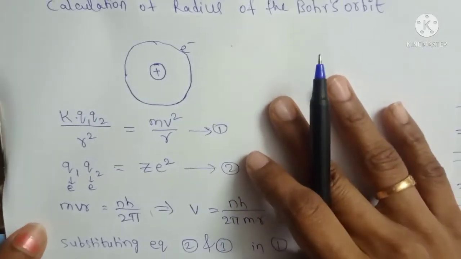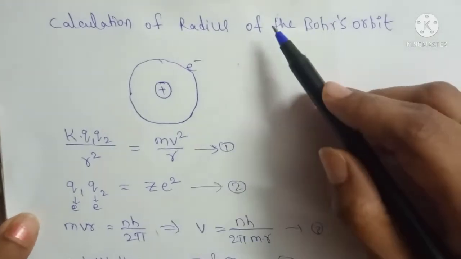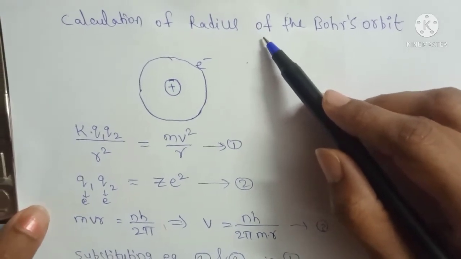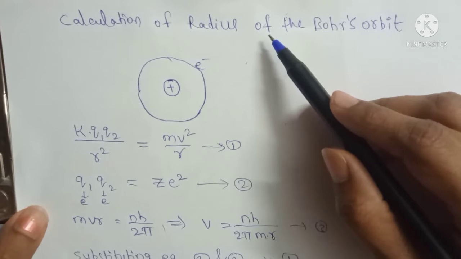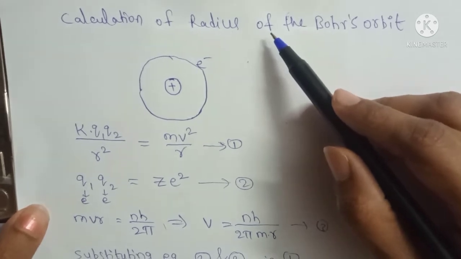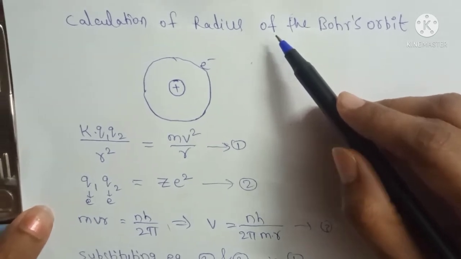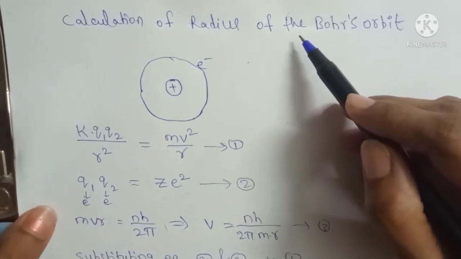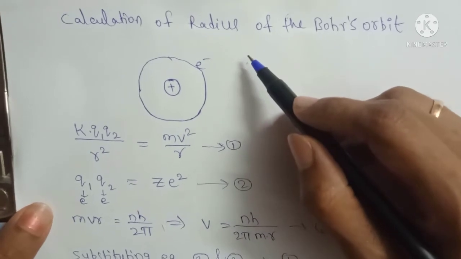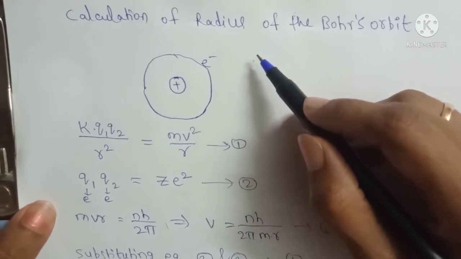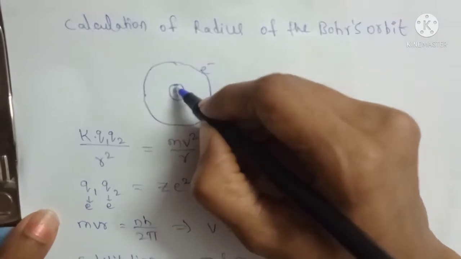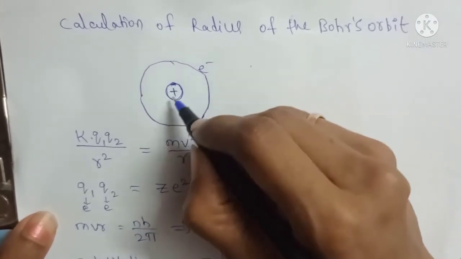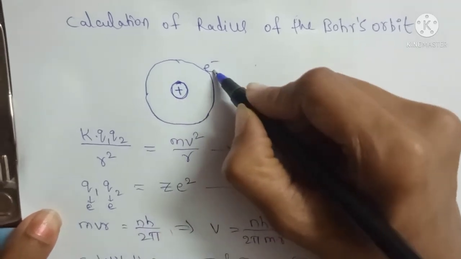Good evening, students. Today we are going to discuss the calculation of the radius of Bohr's orbit. We discussed the radius calculation in yesterday's class, but many of you did not understand because of the disturbance in that Zoom class. So now I will explain this calculation of the radius of Bohr's orbit. According to Bohr, the nucleus is there and the electron is there, right?